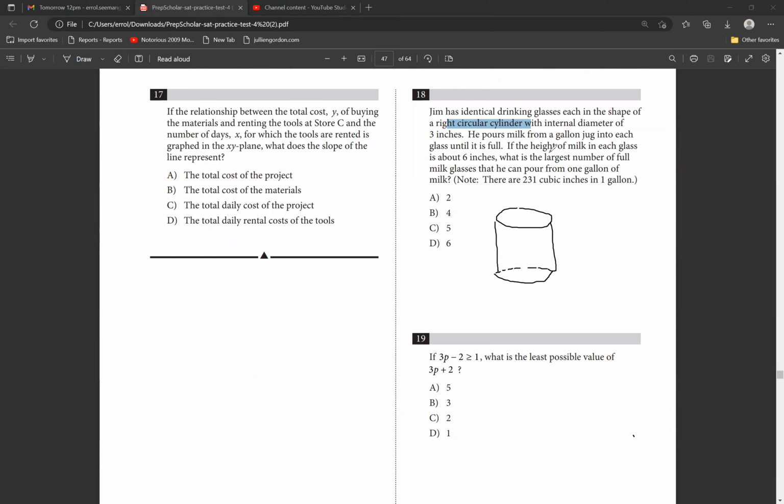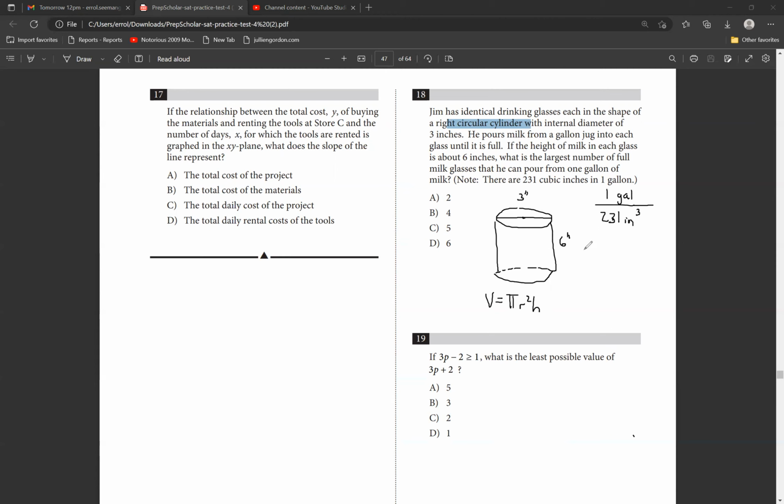Okay, with an internal diameter of 3. So there's your diameter of 3. He pours milk from a gallon jug into each of the glasses until it's full. The height of the milk in each glass is about 6 inches. So there's your 3 inches and 6 inches. What is the largest number of full milk glasses that he can pour from 1 gallon of milk? There are 231 cubic inches in 1 gallon. 1 gallon equals 231 cubic inches. Okay, so now we know the volume is, what was the volume again? Pi r squared h.